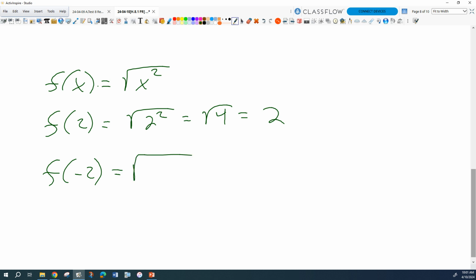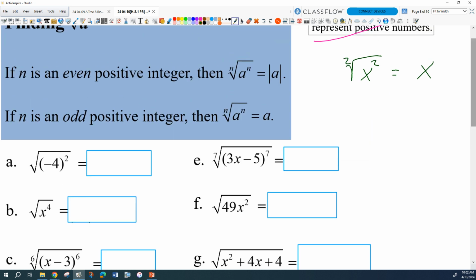Okay. So what if I evaluate this at -2? That's going to give us the square root of the quantity -2 squared. Well, what's -2 quantity squared? So the answer is 2. Oh, you're wrong. Okay. Yeah, if I plug in a -2, I get back a +2. So what's going on? It can't be x then.